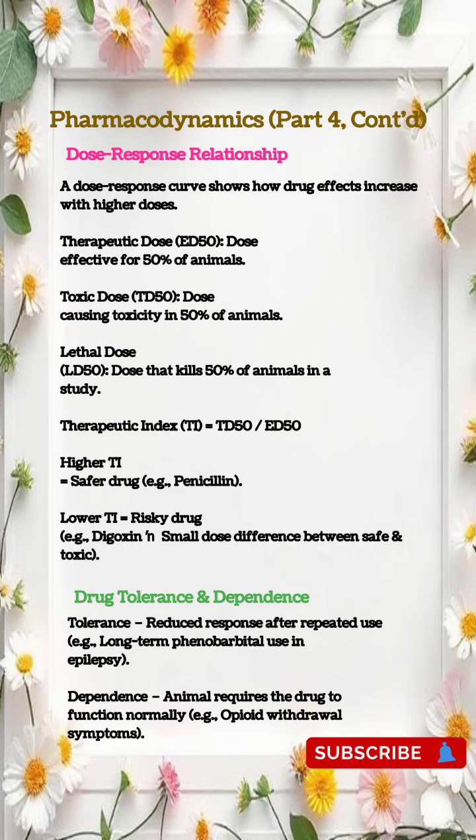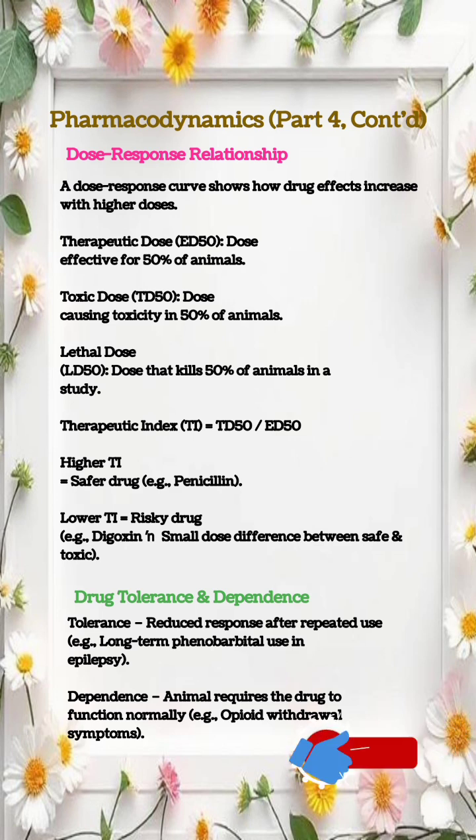Therapeutic index, TI, equals TD50 over ED50. Higher TI equals safer drug. Example, penicillin. Lower TI equals risky drug. Example, digoxin. Small dose difference between safe and toxic.